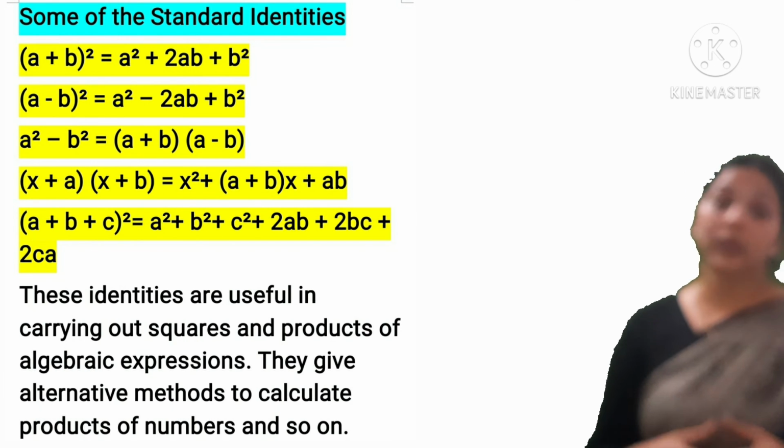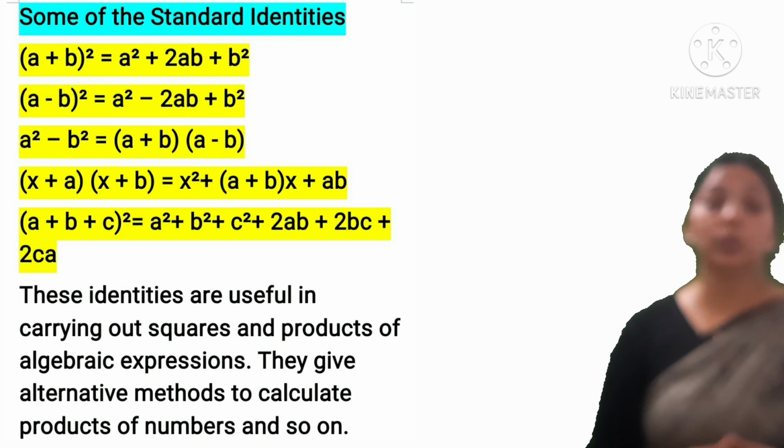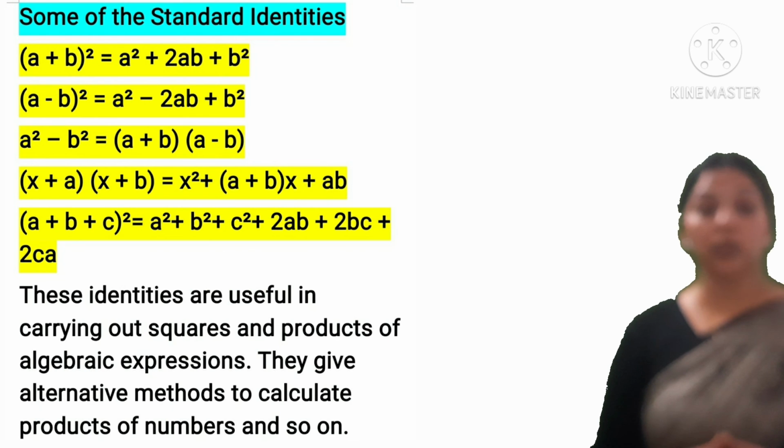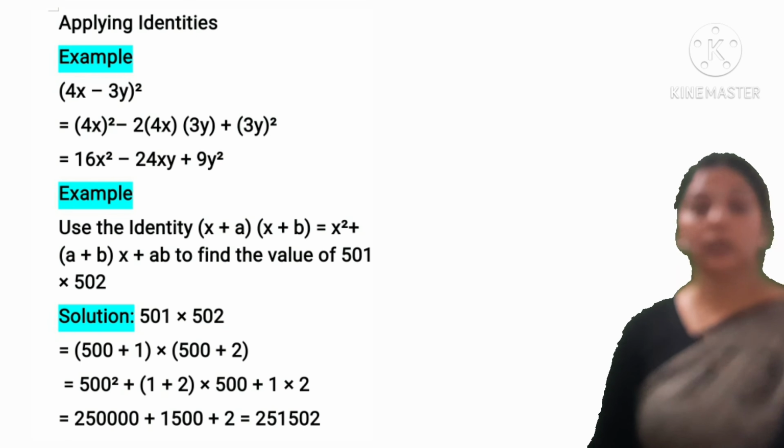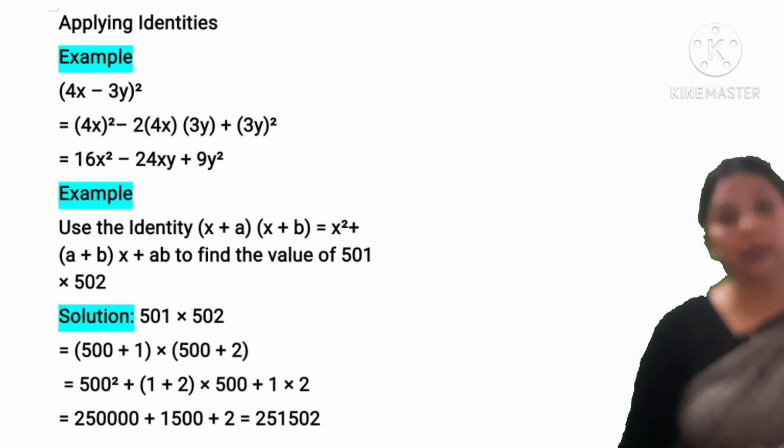These identities are very useful in carrying out the squares and products of algebraic expressions. They give an alternative method to calculate the product of numbers and so on. So these are the uses of identities. So, how to apply these identities in questions?